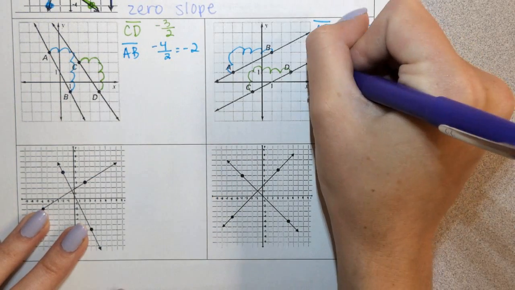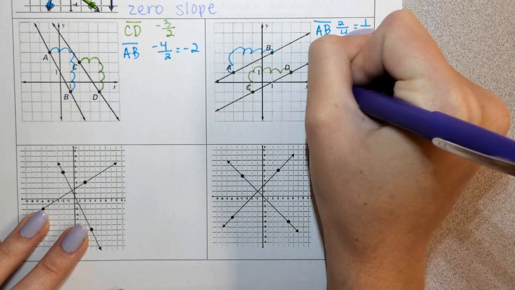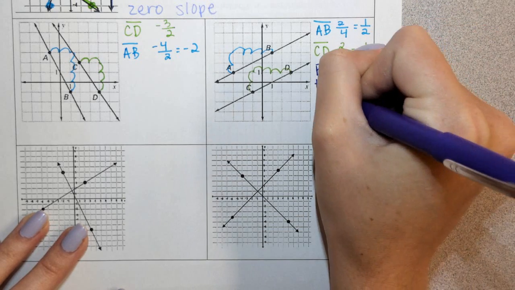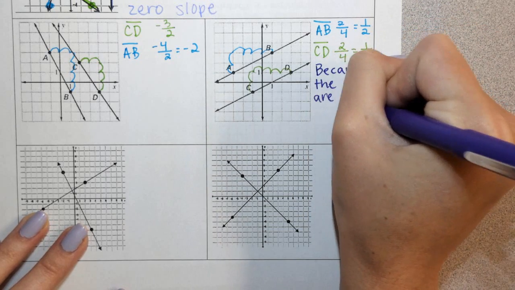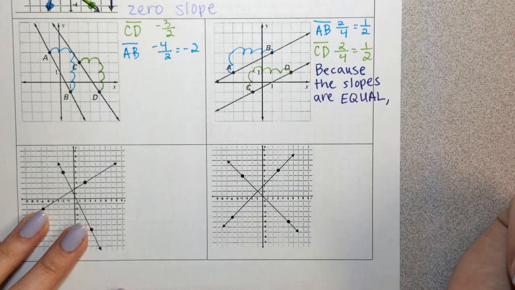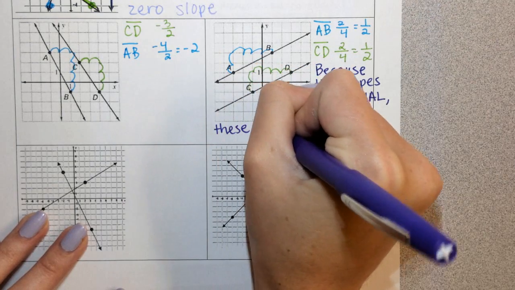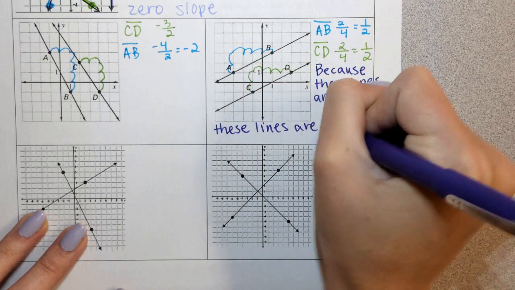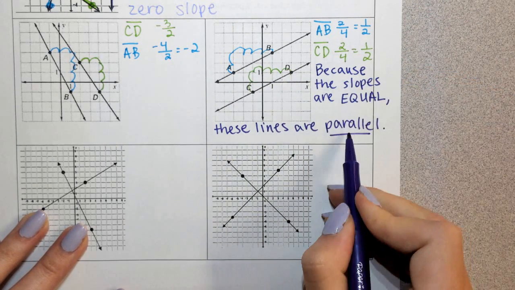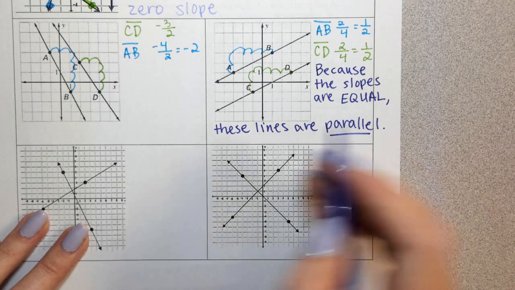So because these slopes are equal, these lines are parallel. So parallel lines have equal slopes.